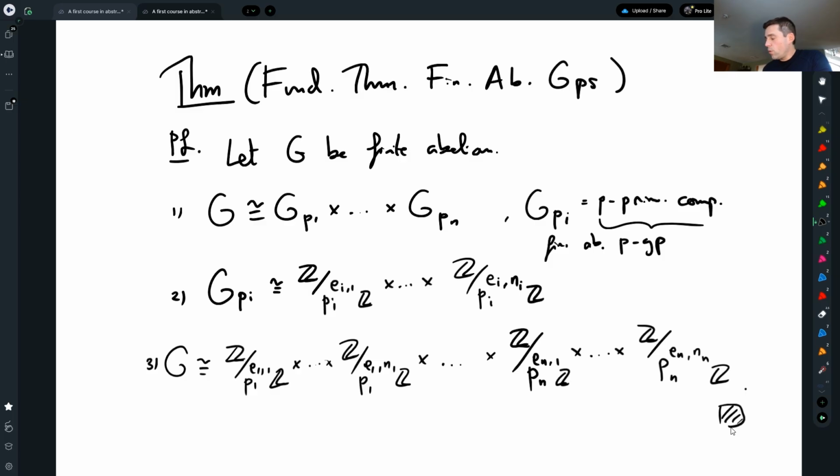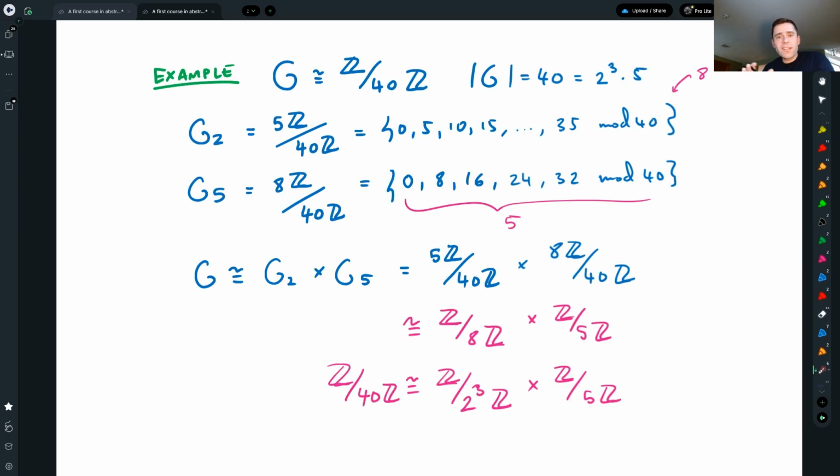Okay, so let's do one example. I just went through two examples, and then my computer crashed and I lost those pieces of the video. So let me just go through the slides that I've already created. Let's talk about this group. G is Z modulo 40, and I want to figure out what decomposition the theorem gives me. The size of G is 40, which is 2 cubed times 5. So I know there is going to be a non-trivial 2-primary component and 5-primary component.